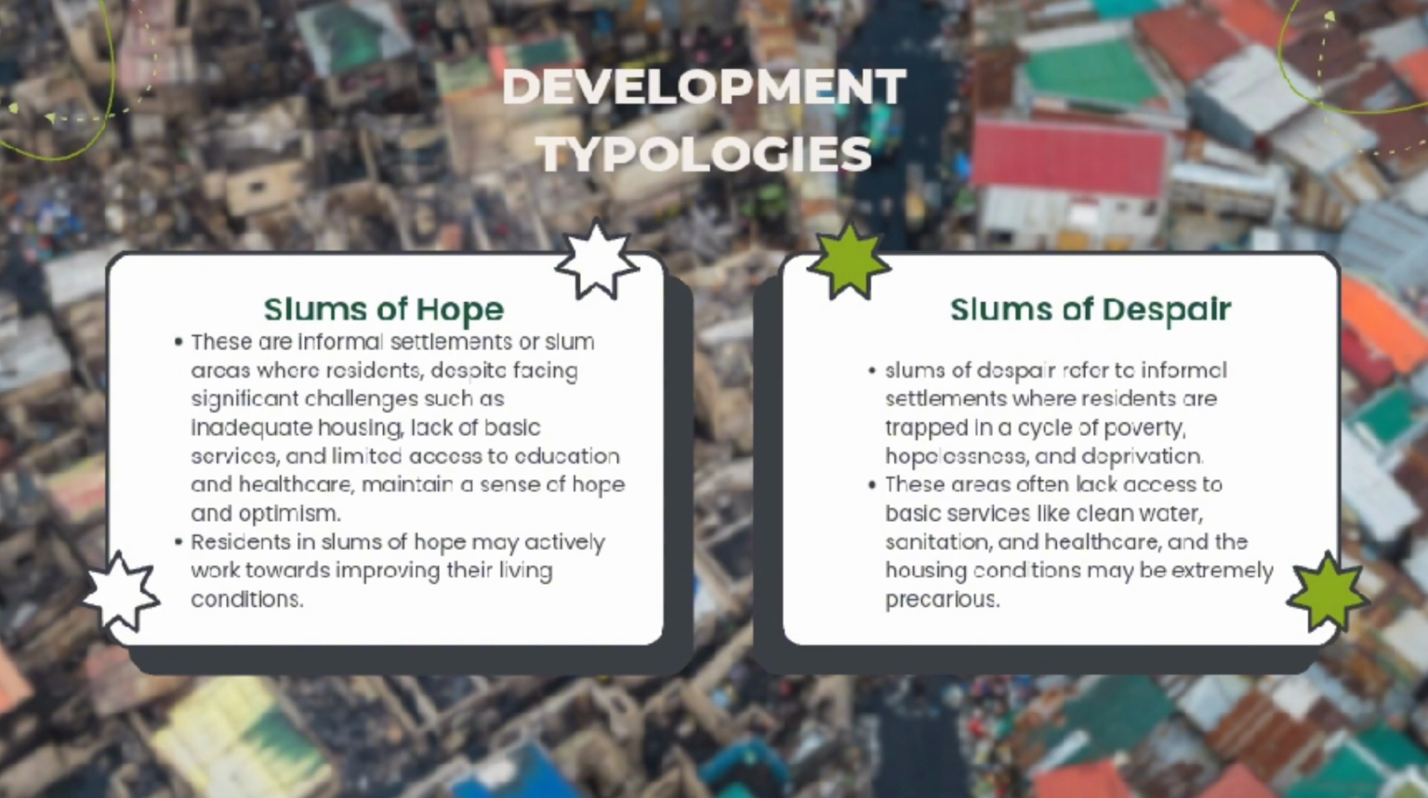Slums of hope. It refers to informal settlements or urban areas where residents may face challenging living conditions, such as inadequate housing, limited access to clean water and sanitation, and may have low income levels. However, there is a sense of optimism and potential for improvement in these areas. So residents in slums of hope may actively work towards improving their living conditions.